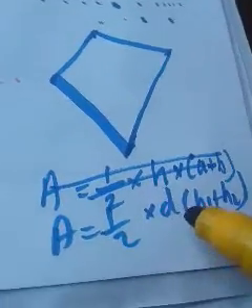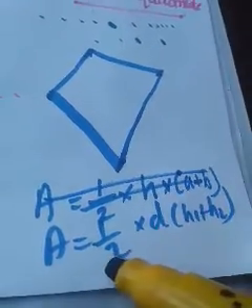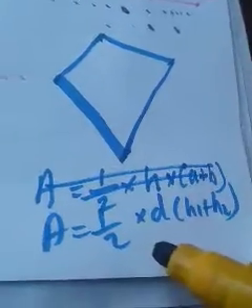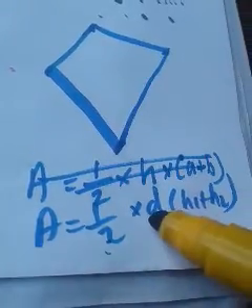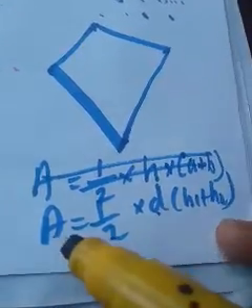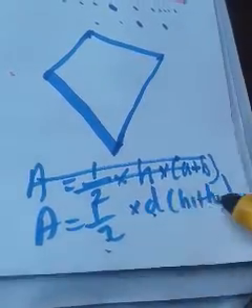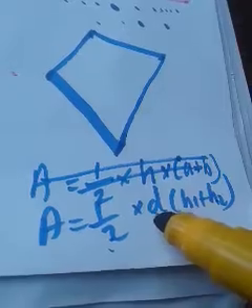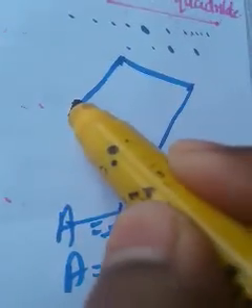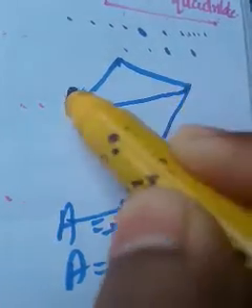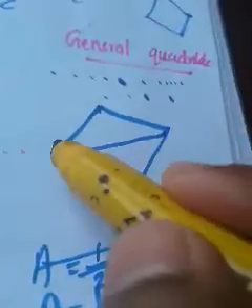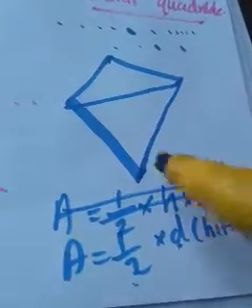Half into D into H1 plus H2. This is the formula for calculating the area of a general quadrilateral: half into D into H1 plus H2. I repeat, area is equal to half into D into H1 plus H2. What does this D stand for? D is the diagonal. See, this is your D, the cross line. That is your diagonal. This is your D.